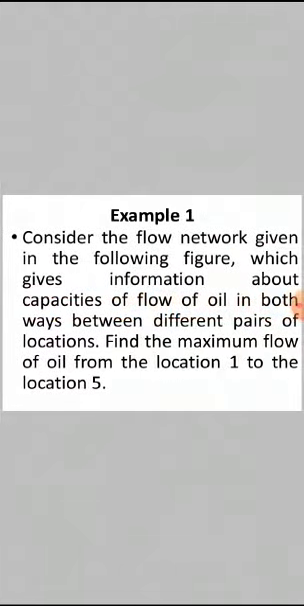This is the example. So consider the flow network given in the following figure, which gives information about capacities of flow of oil in both ways between different pairs of locations. Find the maximum flow of oil from location 1 to location 5. So this is the pipe network given.